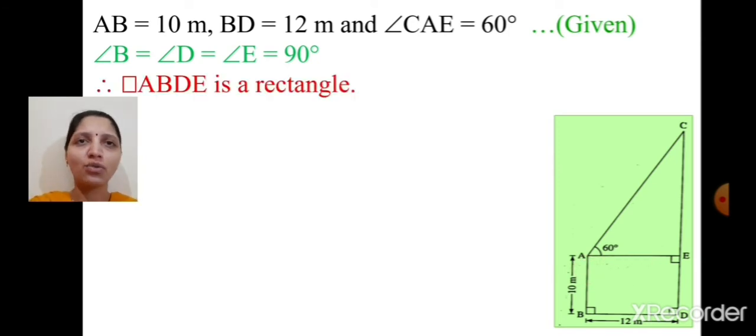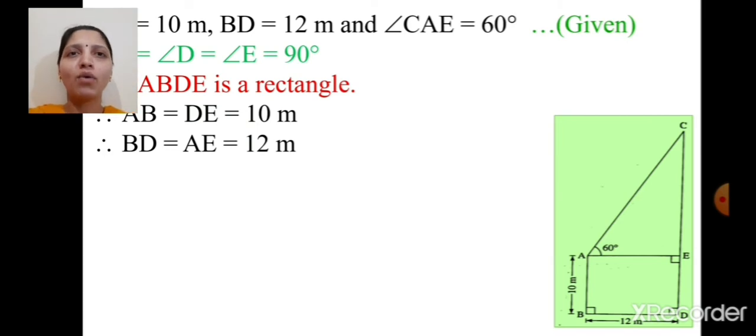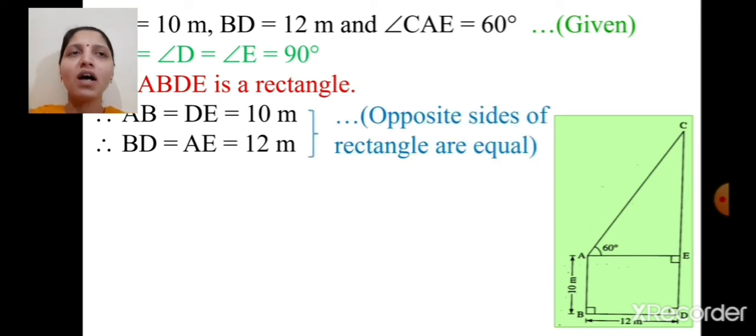That means you can show that quadrilateral ABDE is a rectangle, because we know that if all the angles of a quadrilateral are of 90 degrees, then that quadrilateral is a rectangle. So in a rectangle, opposite sides are congruent. So here you can show that AB is equal to DE is equal to 10 meters and BD is equal to AE is equal to 12 meters. Reason you will write as opposite sides of rectangle are equal.